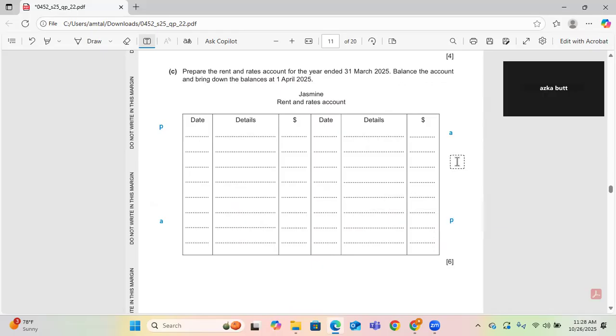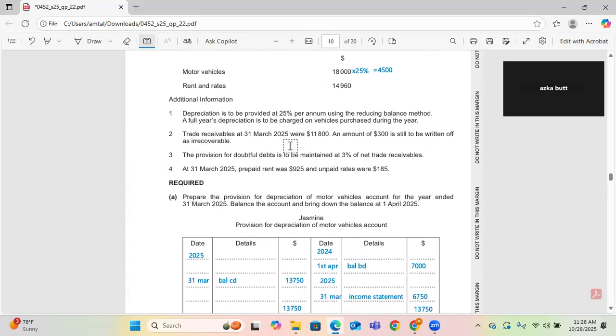What does it mean? If the balance is prepaid at the start of the year, we will be writing it here. And if at the start the balance is accrued, we will be writing it here. Closing balance accrued, we will be writing it here. Closing balance prepaid, we will be writing it here. Okay, let's see.